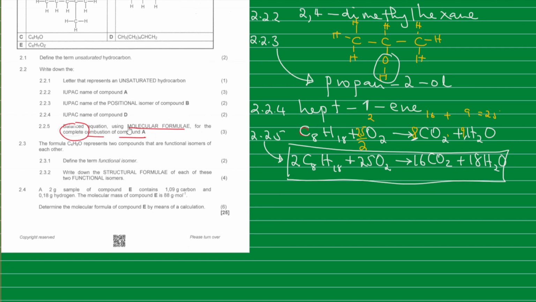So we have written the balanced equation here, molecular formula, and now then it comes to 2.3. The formula C4H8O, this one, represents the compounds that are functional isomers of each other. Define the term functional isomer. 2.3.1. So what are functional isomers?